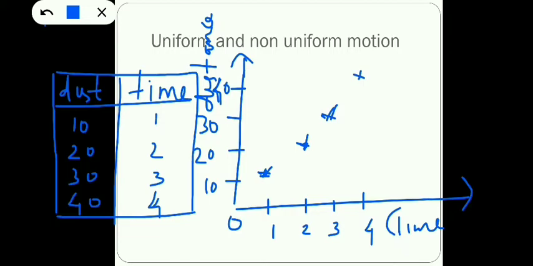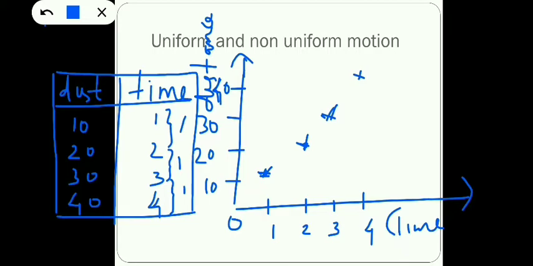So just look at the values in the table. What type of motion is represented by these values? Here, just look at the time interval and also the distance travel for that time interval. So this is the first interval. What is the interval? 1 to 2. That means the time interval is 1 second. Again, 2 to 3. Time interval is 1 second. 3 to 4. Time interval is 4 minus 3, 1 second. So the time interval is equal.